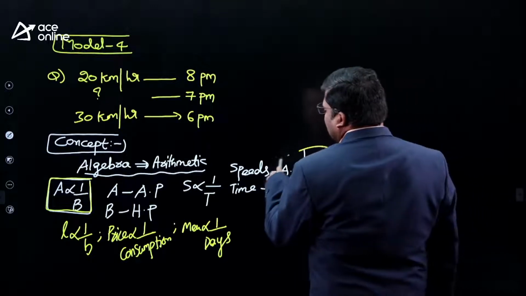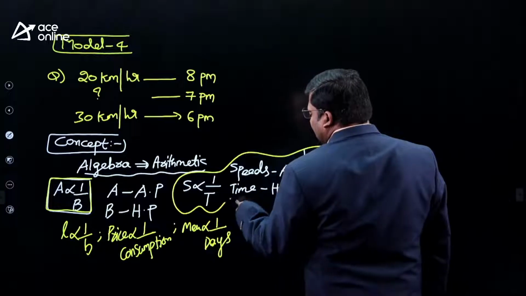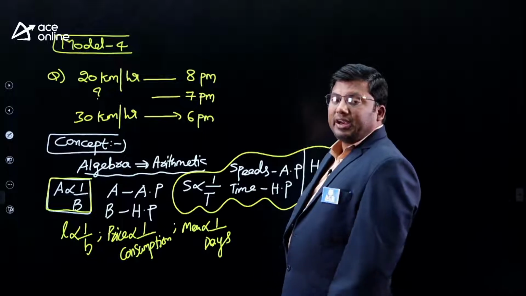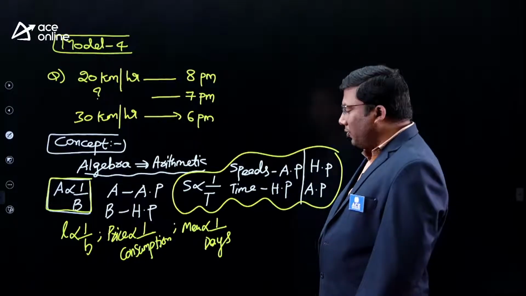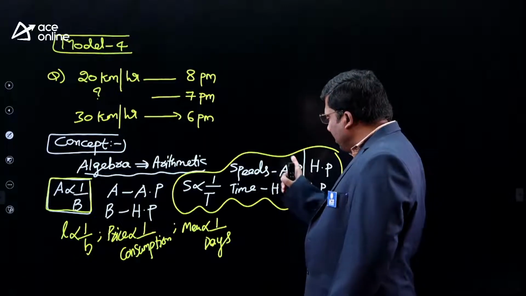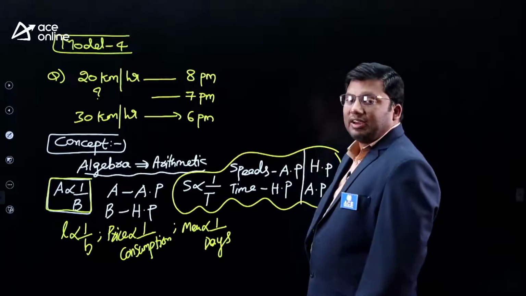Since the question is with respect to time, speed and distance, let us take this concept. Speed and time are inversely proportional to each other. If speed is in AP, time will be in HP. If speed is in HP, time will be in AP.